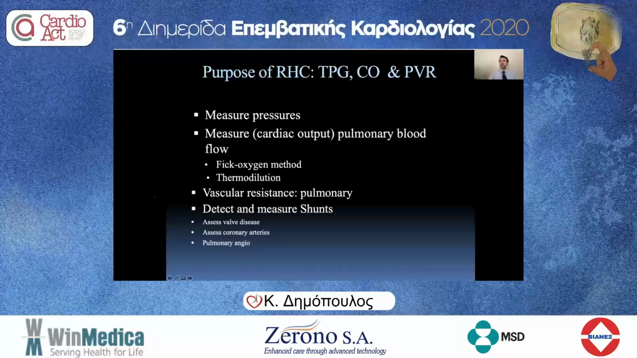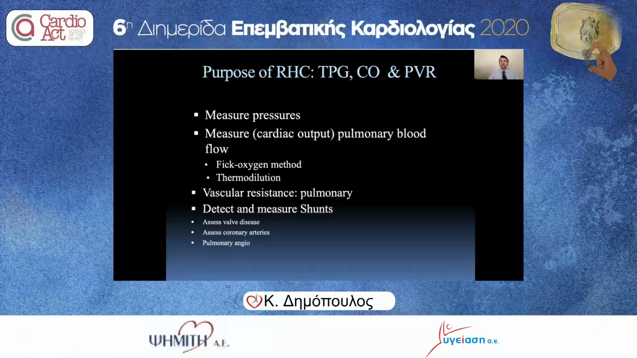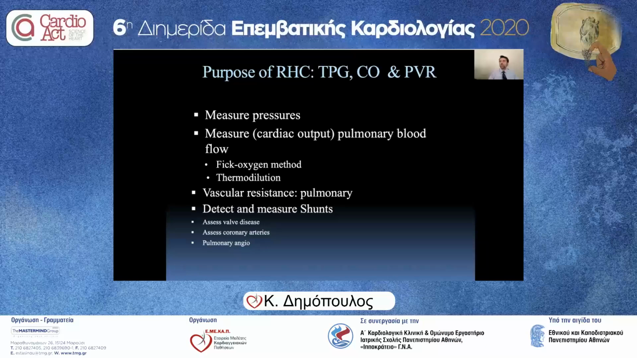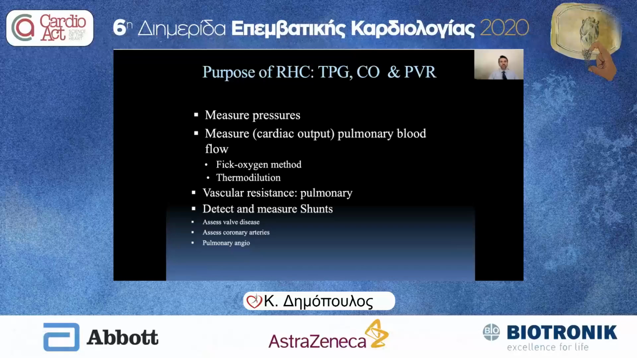So, what is the purpose of right heart catheterization? Obviously, it is to measure pressures on the right side of the circulation, measure cardiac output and pulmonary blood flow, and we will talk about the methods for achieving this, calculating pulmonary vascular resistance, and also systemic vascular resistance, but mainly pulmonary vascular resistance if you're dealing with patients with pulmonary hypertension, and of course to detect and measure intracardiac shunts and assess valve disease, coronary artery disease, and perform pulmonary angiography when necessary.